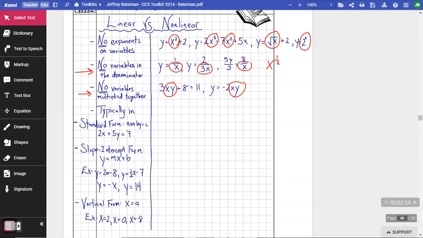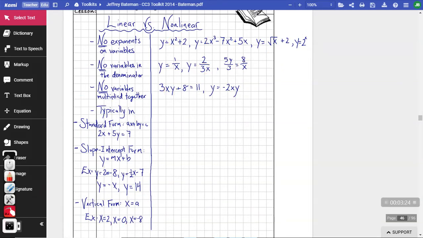And as I said before, typically we will find these in standard form like this, slope-intercept form with examples, or even vertical form where you've got just x equals the number. That's not slope-intercept form, but notice the equation x equals 2. There's no exponent on the x. The x is not in the denominator, and there's no variables multiplied by each other. These are vertical lines. Same thing if it's just y equals, that's a horizontal line and still linear, hence horizontal line. So that's what you're looking for there.